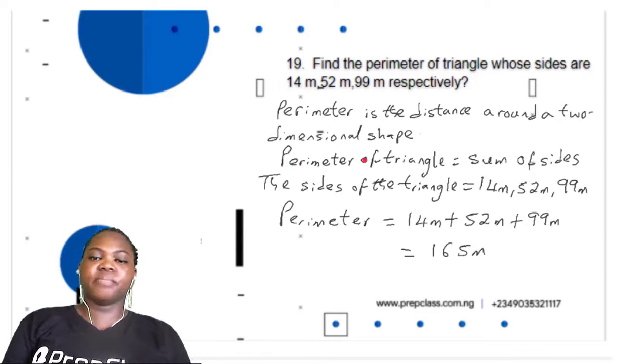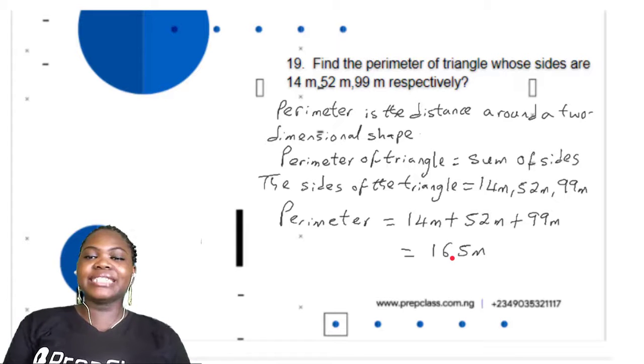So, what is the perimeter of a triangle? The perimeter of a triangle is given as the sum of sides. So, let's find out the sides. The sides of the triangle are 14 meter, 52 meter, and 99 meter. So the perimeter is the sum of the sides. Sum means addition. So we're going to do 14 meter plus 52 meter plus 99 meter, and this will give us 165 meter.